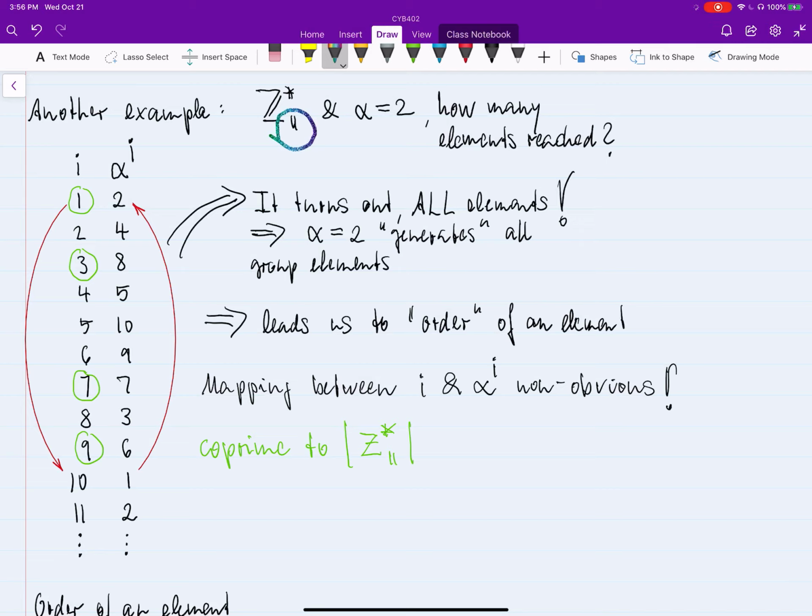Actually, to the order of the group, and you know, Z11, the order would be 10. So which are the numbers that are relative prime to 10? Of course, all the numbers that are not divisible by 2 and by 5, which is 1 here, 3 here, 7 here, and 9 here. So that's the reason why I actually came up with circling them green.